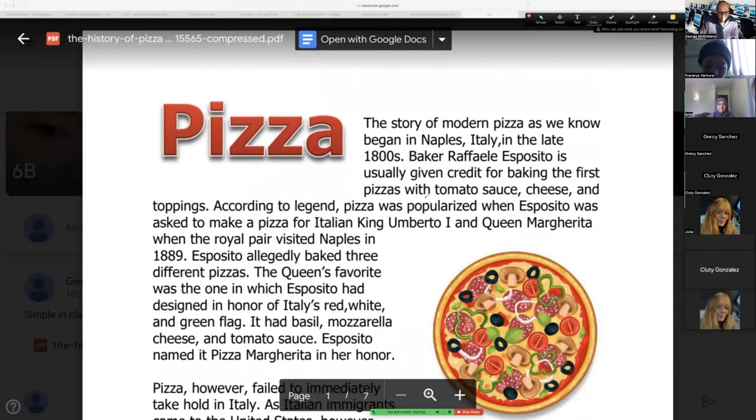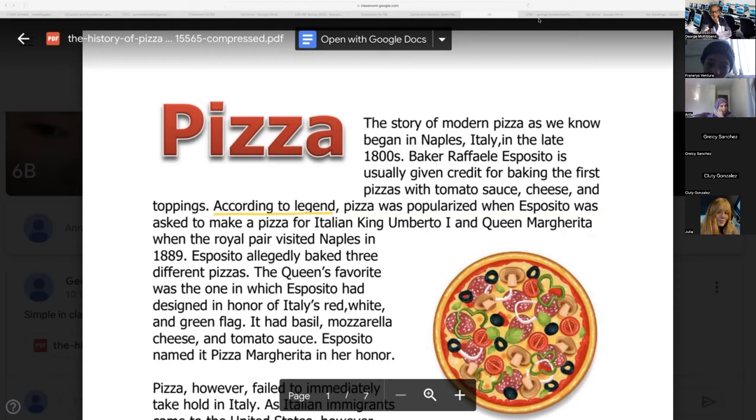What does this phrase mean, according to legend? Does it mean it's absolutely certain and proven? Or does it mean something else? According to legend. Can you ask again, please? What does this mean? What I underlined here, according to legend.